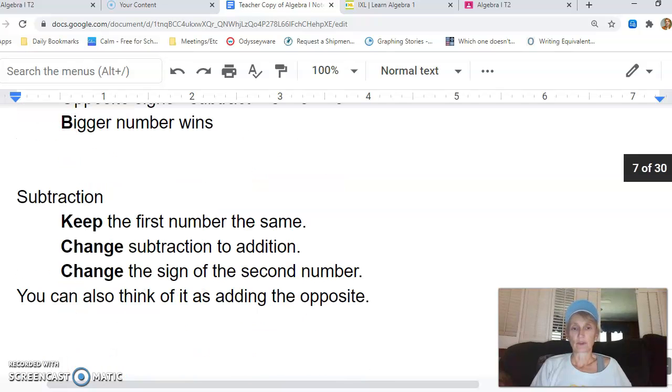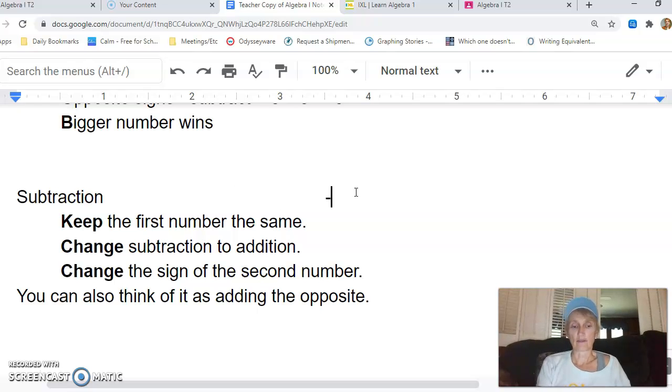Subtraction. The rule we're going to use is that we're basically going to change every subtraction problem into an addition problem and then follow the rules for addition. To do that, you might say you just add the opposite, or you might say keep, change, change. So the first number is going to keep its current sign.